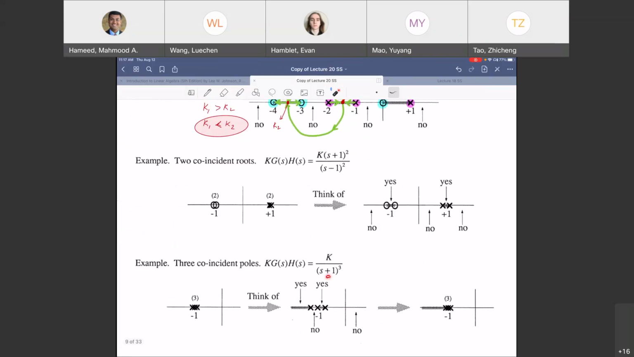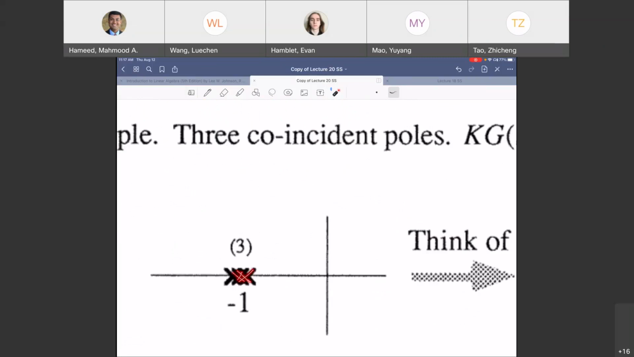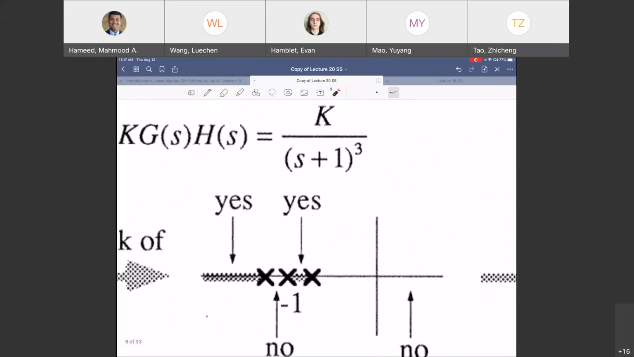Next, what if you have 3 poles but no zeros? So when you have 3 poles and no zeros, you have something like this. 3 poles, they're all coincident at -1. So again, you have to imagine them slightly separate from each other. There are 3 poles, so you go no here, yes, no here, yes. You see that? So on the real axis, we were able to find out.